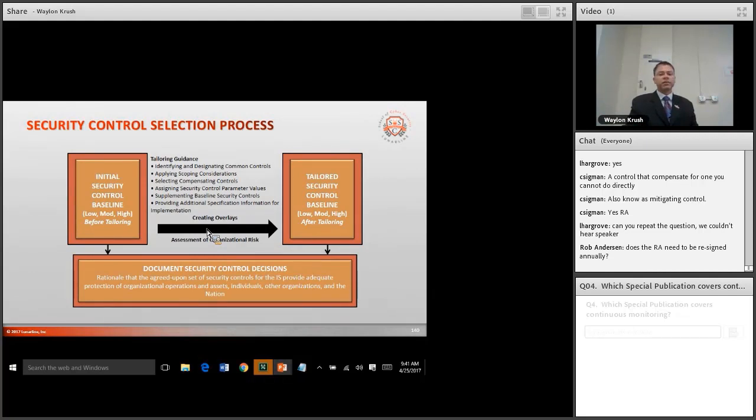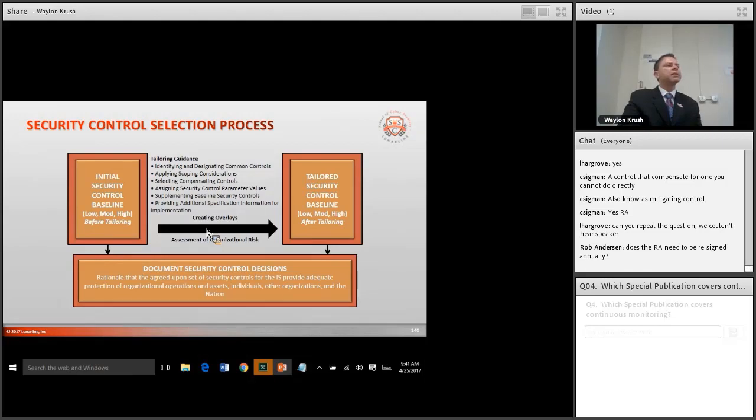Did everyone hear that on the phone? So then we assign security control parameter values. Where do we get our organization-defined parameters from? Correct, from the NASA handbooks. Then we'll supplement baseline security controls.